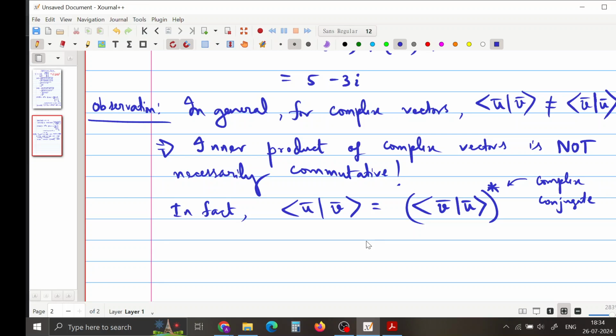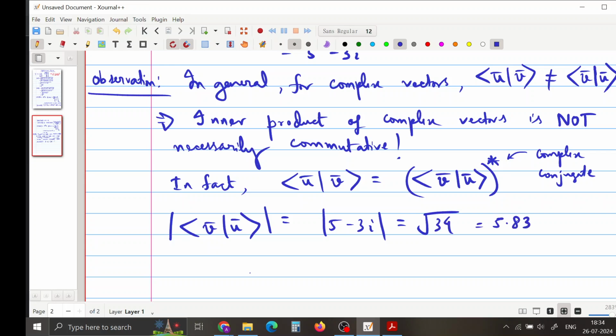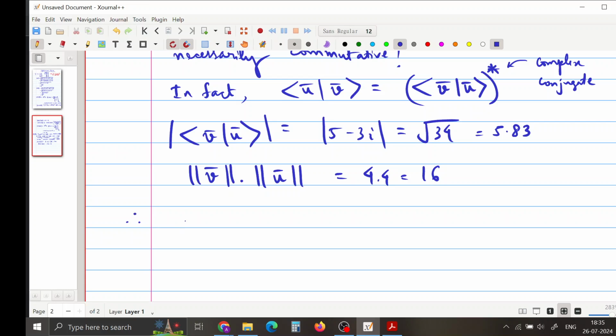So this is a small observation, and now you can also actually verify the Cauchy-Schwarz inequality in the reverse order as well. So we computed the inner product of v and u, and on taking its magnitude we will again get square root of 34. Again it's 5.83, the same, and on the right hand side of the inequality we will have the product of these two norms, which is again 4 times 4, which is 16, and again the Cauchy-Schwarz inequality is satisfied.